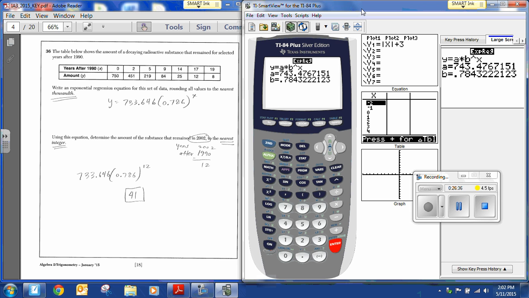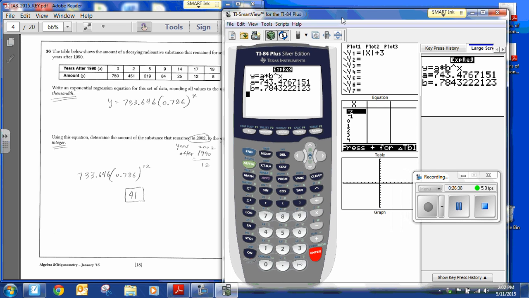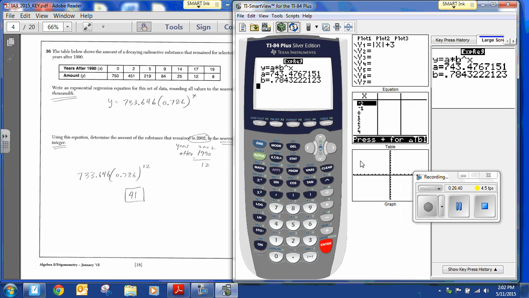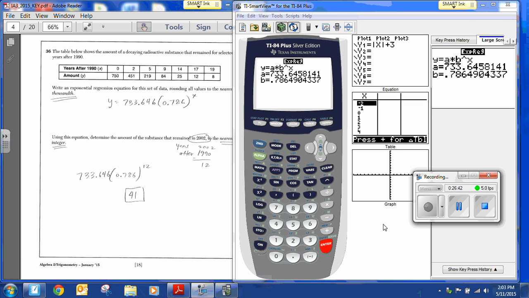And there we have it. It's A times B to the X. And there it was. I had to fix it because I had to delete the frequency. But as you can see, it's 733.646, rounded to the nearest thousandth, and the base is 0.786 to the x power. That's how I created this equation here, off of this data.